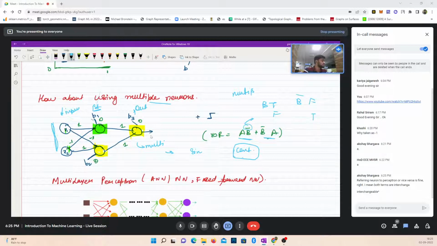Akshay is asking whether referring to neuron as perceptron or vice versa is fine, right? Both terms are interchangeable. Yeah, a neuron is the same as a perceptron, yes.